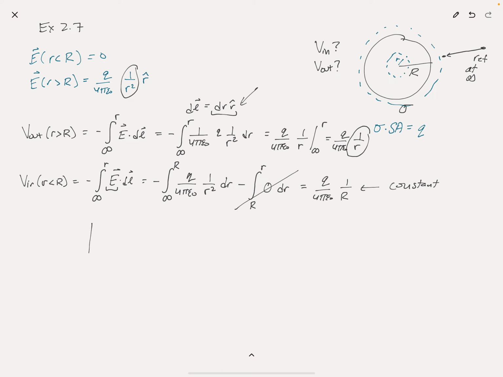So if I were to plot the electric potential, I have some constant value. Let's see if the boundary, yep. So at the edge of my surface, these two are equal to each other, and then it decays like 1 over r.